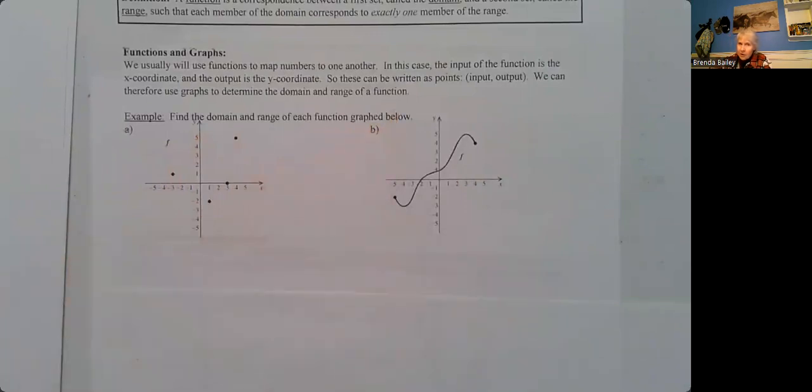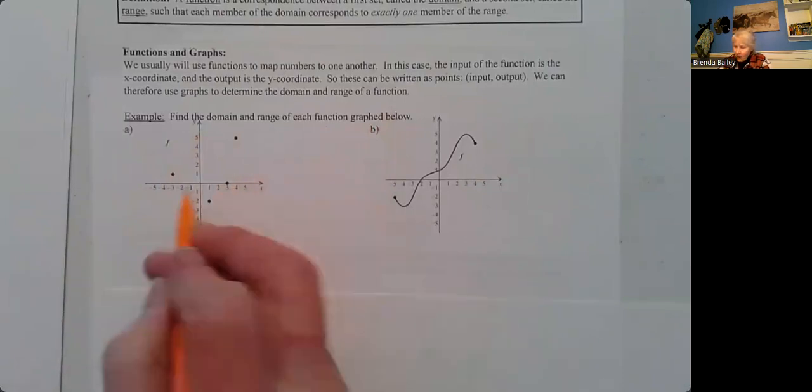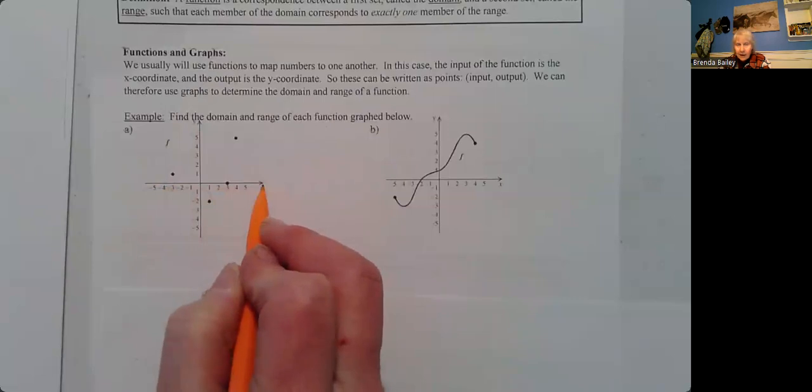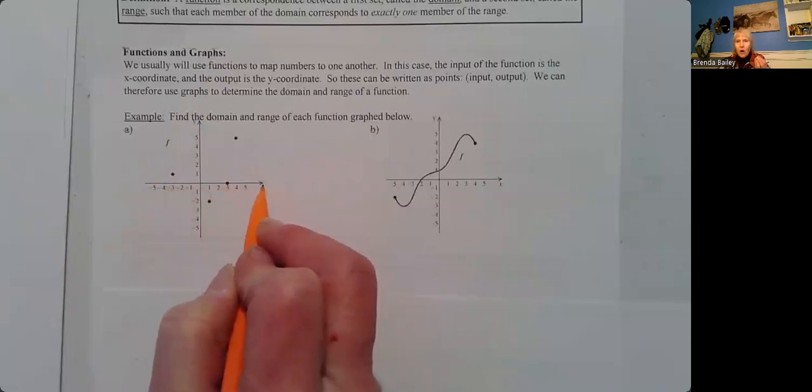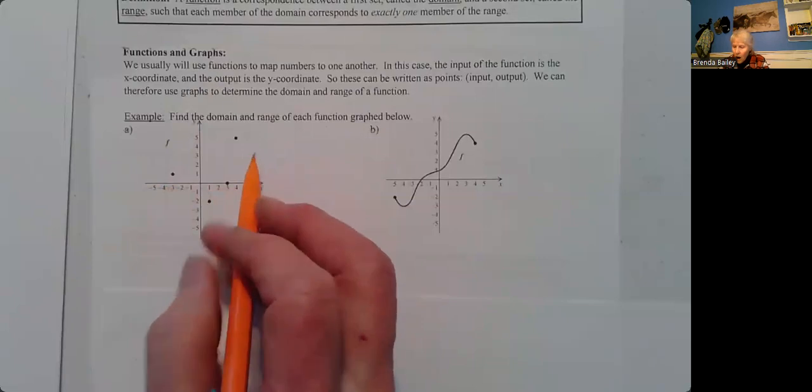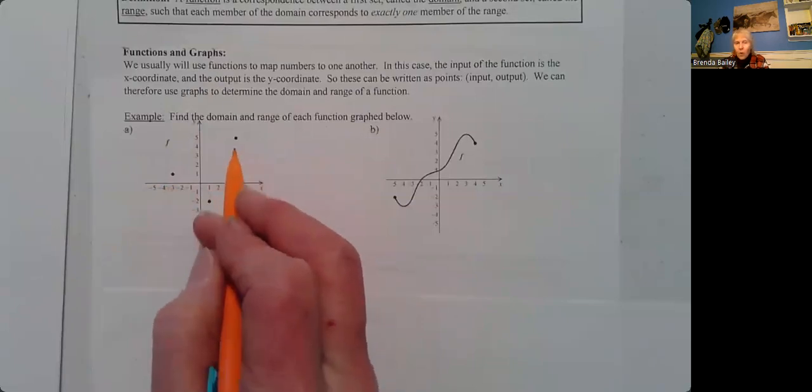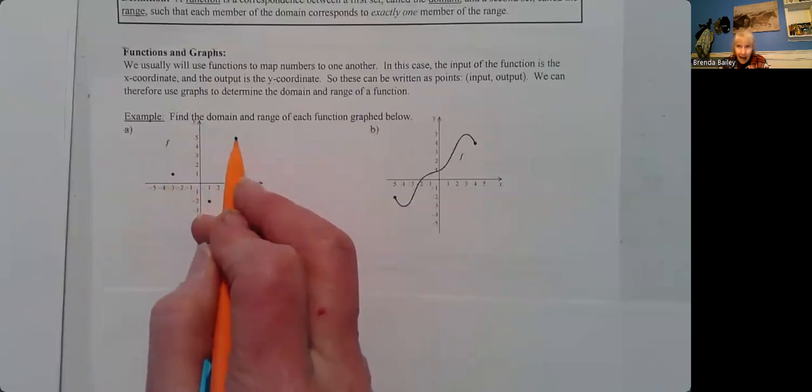Well, just like I said earlier, the domain are the x's. In our equations, the domain will always be the x's. What values of x are you putting in? And the y's are the range. What values are coming out of your function?